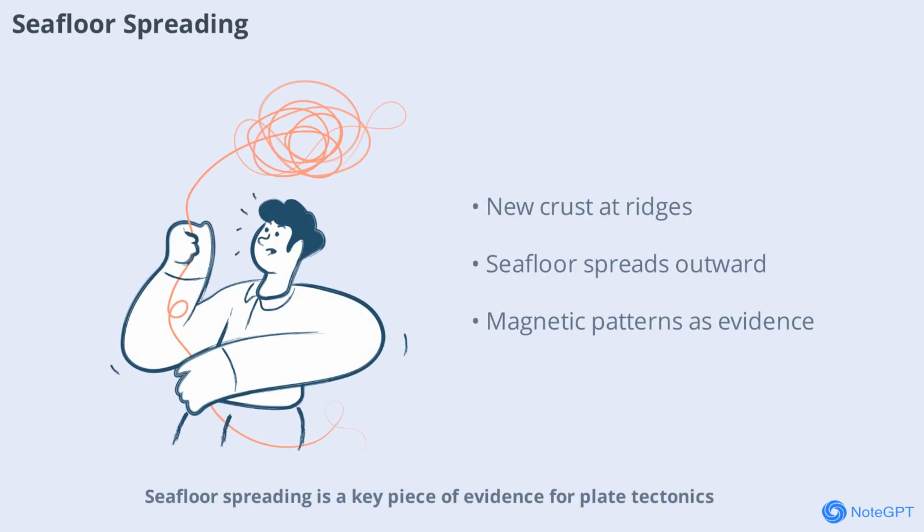Seafloor spreading is a key piece of evidence for plate tectonics. At mid-ocean ridges, new oceanic crust is formed as magma rises and solidifies. This process pushes older crust away from the ridge, causing the seafloor to spread. Magnetic patterns in the rocks on either side of the ridge provide a record of this process, confirming that the ocean floor is constantly renewing itself.